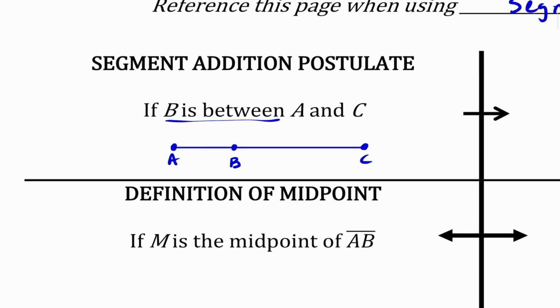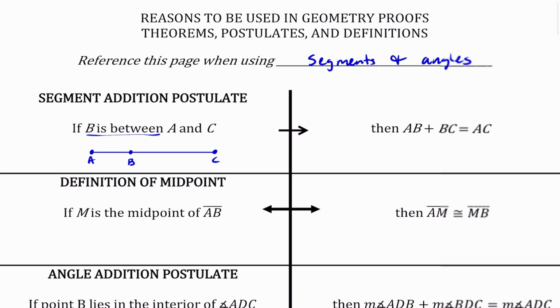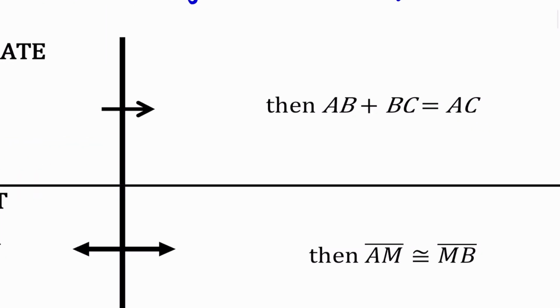So what the segment addition postulate is saying is that if you have a part plus another part, well, if you glue them together, you're going to get that whole thing. Hence, AB plus BC is equal to that whole thing here, AC. So, part plus part is equal to whole.